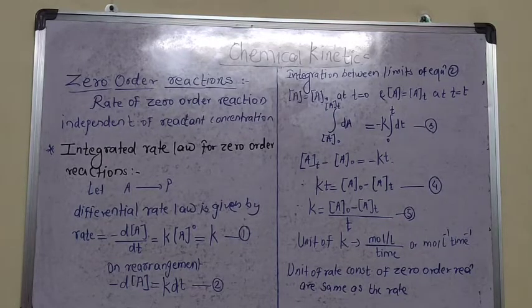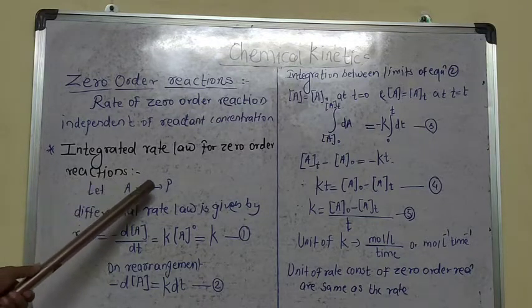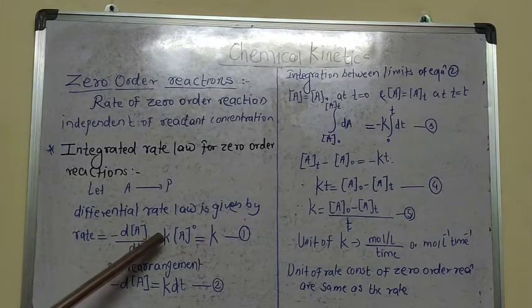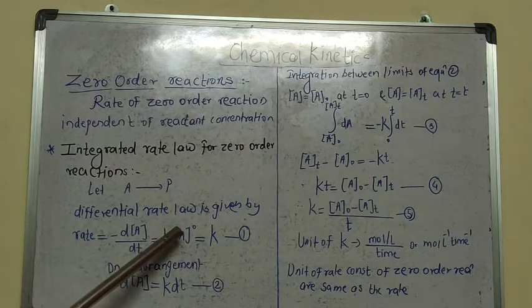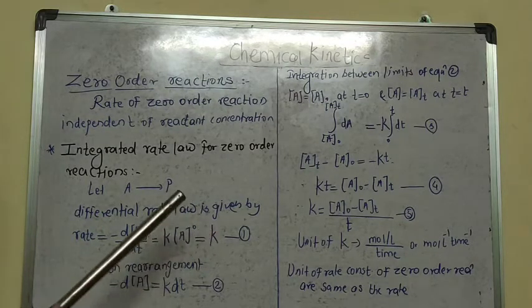Now we are going to see the next point, that is the zero order reaction. The rate of a zero order reaction is independent of the reactant concentration. For the integrated rate law of a zero order reaction, A is directly converted to product. The differential rate law is given by rate equal to minus dA upon dt equal to k times A to the power of 0, that is, the zero order reaction, which gives rate equal to k.